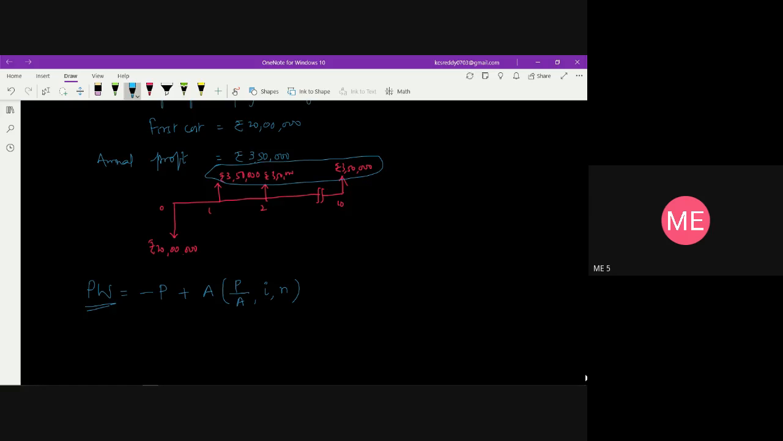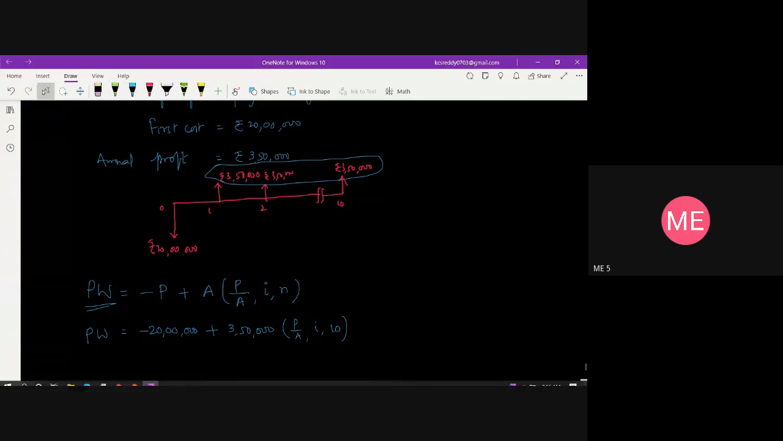By using this, if I substitute, minus 20 lakhs plus A, which is rupees 3 lakhs 50,000, times P by A, comma i, where i is unknown, and n is equal to 10 years. So this is the present worth equation which you have got.